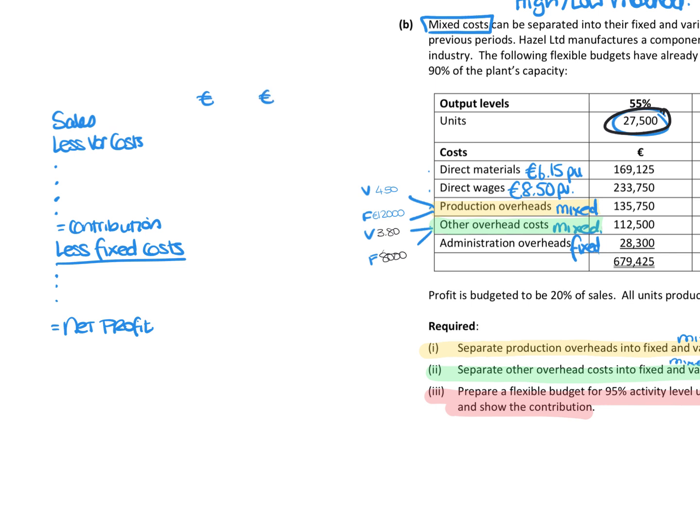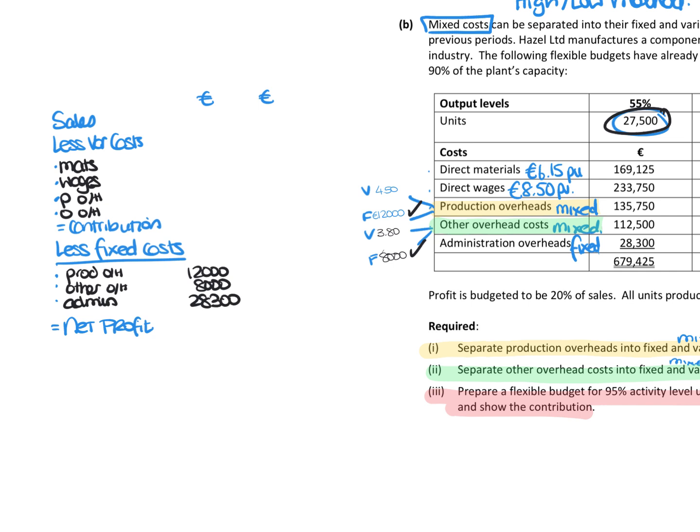So you've got direct materials, wages, production overheads, you've got other overheads, then the fixed costs. You've got your production overhead, so that was 12,000. You've got your other overhead, that was 8,000. That was from what we worked out in the high-low, and then you've got your admin, which is 28,300.